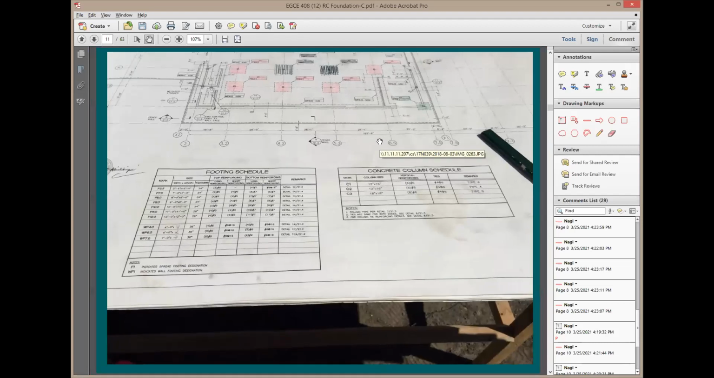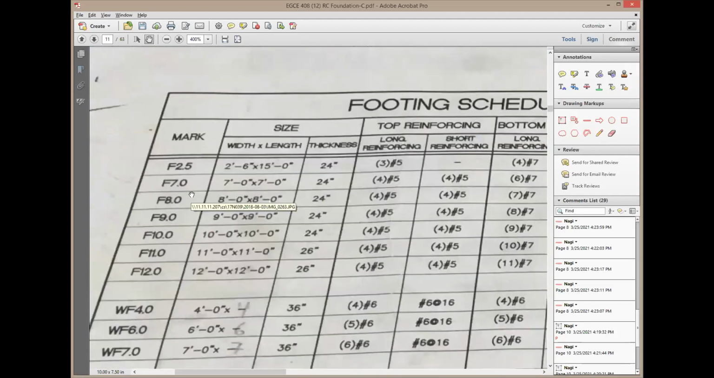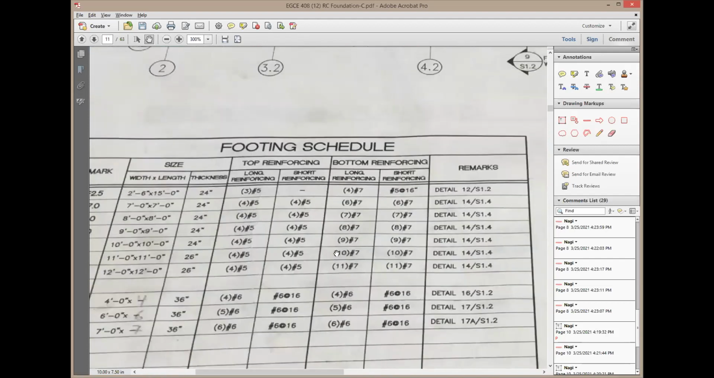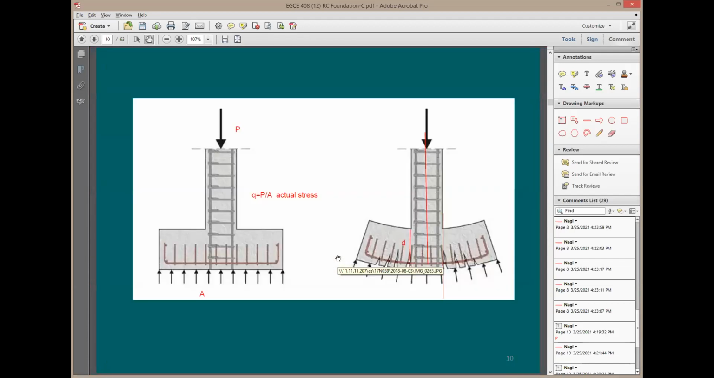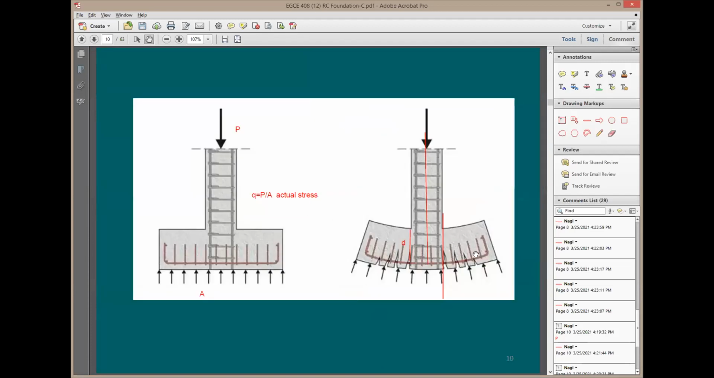The footing schedule you were just showing us, what was the difference? The bottom reinforcing and the top reinforcing, is that for the beams or the? Let me take you back to the previous picture that I was just talking about. The bottom reinforcing is what's taking the tension. This is why it is heavier than the top reinforcing.